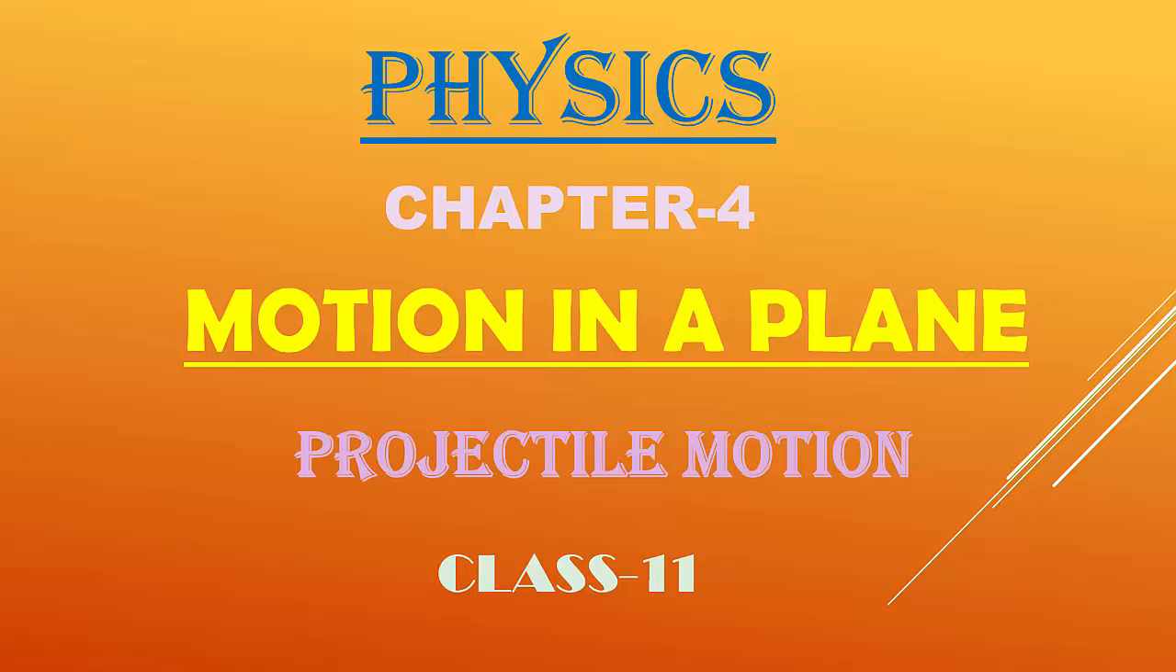In the previous class we studied introduction to types of motion, that is one dimensional, two dimensional and three dimensional. Motion in one dimension is called motion in a straight line or rectilinear motion or linear motion. Motion in two dimensions is called motion in a plane. And motion in three dimensions is called motion in space. These are the three types of motion: straight line, plane and space.